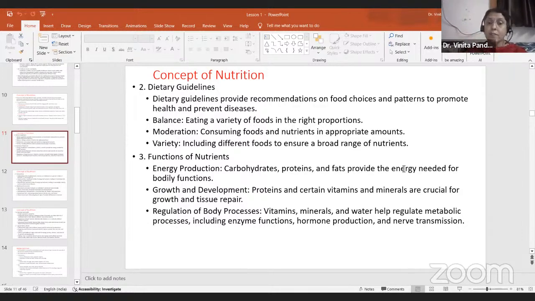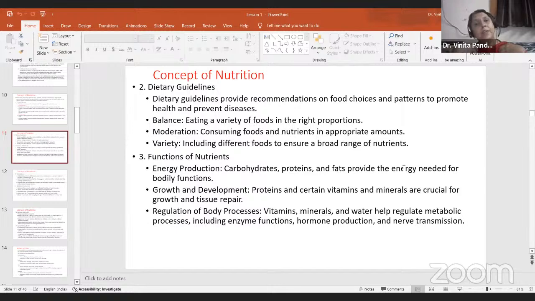And what do these nutrients do? They help us in energy production, because the body needs energy to function, to perform, and the body needs to develop, the body needs to grow. So carbohydrates, proteins, and fats, they provide the required energy for the body to function. And then proteins and vitamins are also very important for tissue repair and regulation of body processes. So, vitamins, minerals, and water, because the major composition of the human body is water.